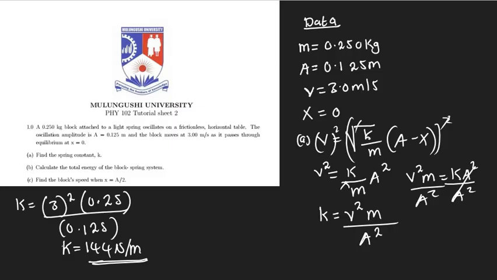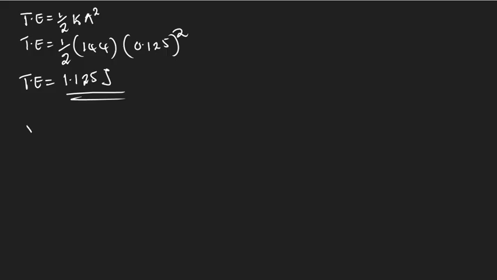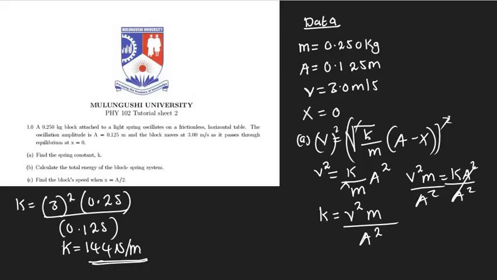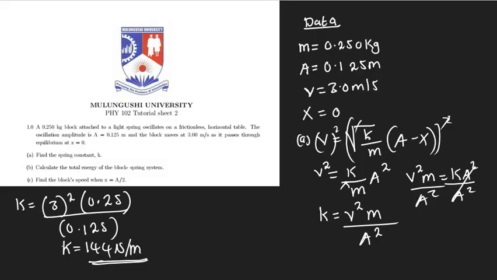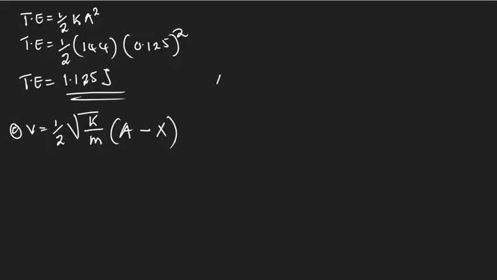Find the block speed when x is equal to a over 2. So the block speed v is equal to the root of k over m, times a minus x. In this case, we have been given that x is equal to a over 2. A we were given to be 0.125. So we just say x is equal to 0.125 over 2. What are we getting? 0.125 divided by 2, we are getting x equal to 0.0625.